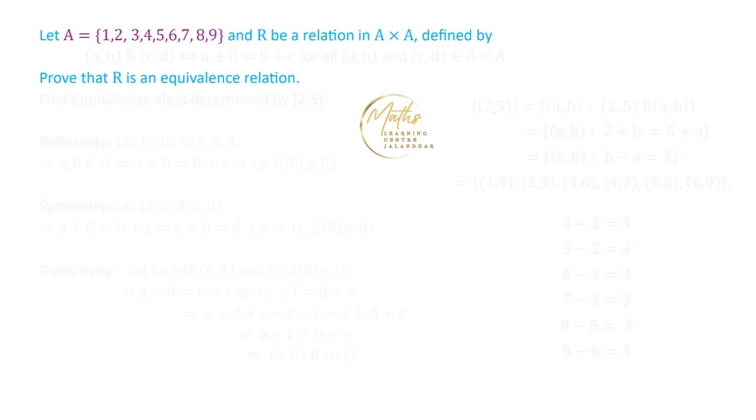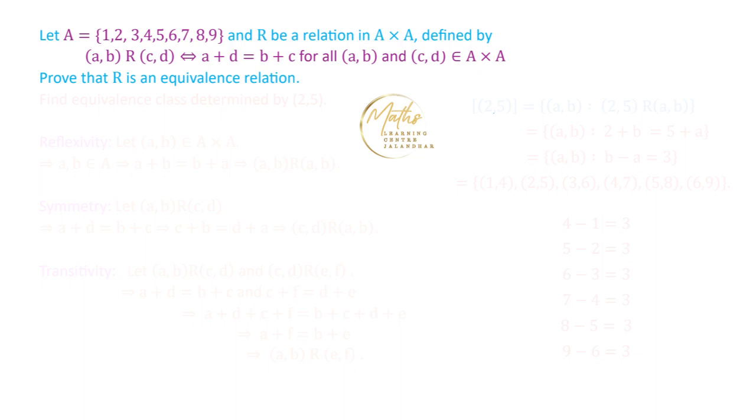It is important to note over here, the relation is defined on A cross A. It is defined in this way: we are saying element (a, b) is related to element (c, d) if and only if a plus d is equal to b plus c, for all (a, b) and (c, d) belonging to A cross A. Now we have to prove that R is an equivalence relation.